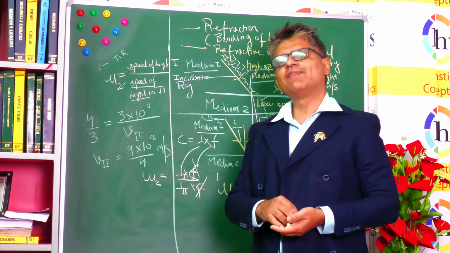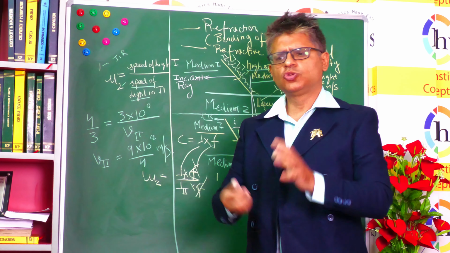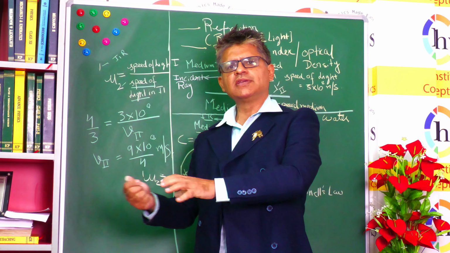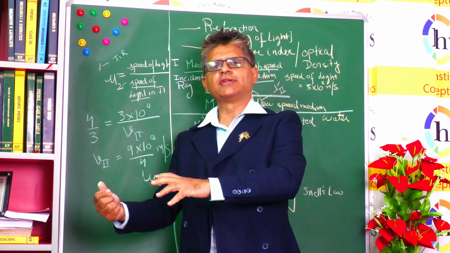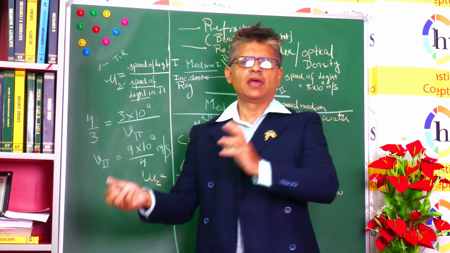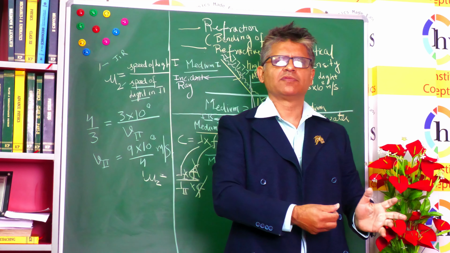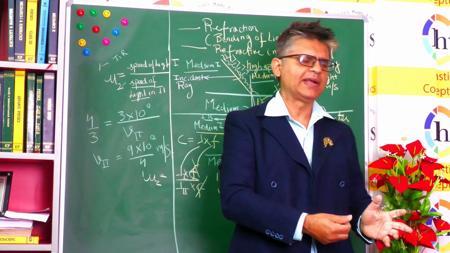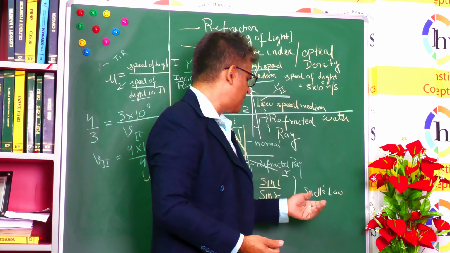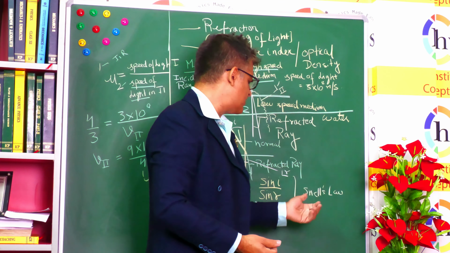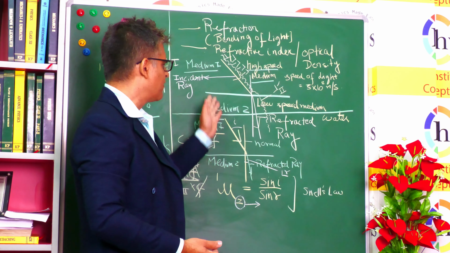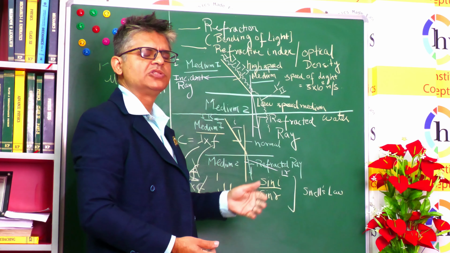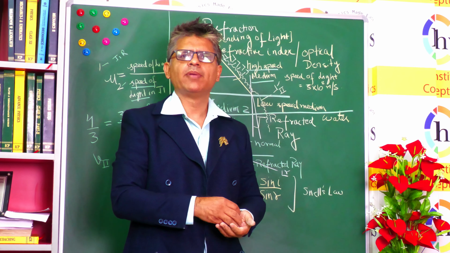I hope these two perspectives are clear: the optical density, which is more to do with high speed and low speed as it relates to optical density, and the refractive index, which is more to do with bending of the light, and dwells more on Snell's law, to calculate the angle of refraction and angle of incidence, given that the medium changes. It's clear in your mind.